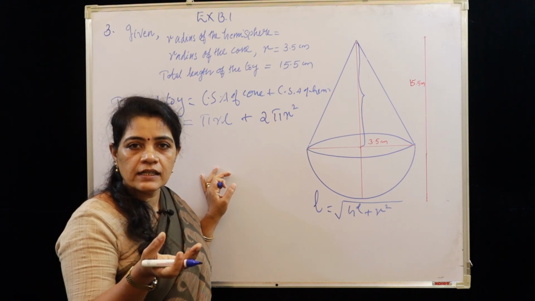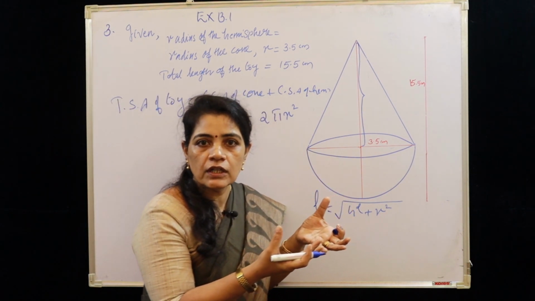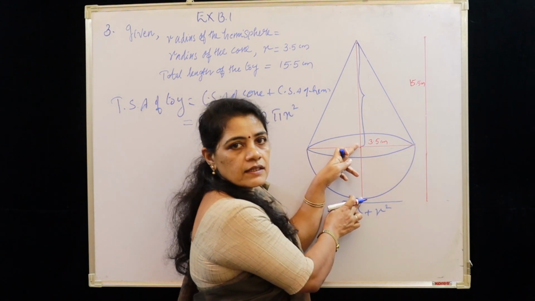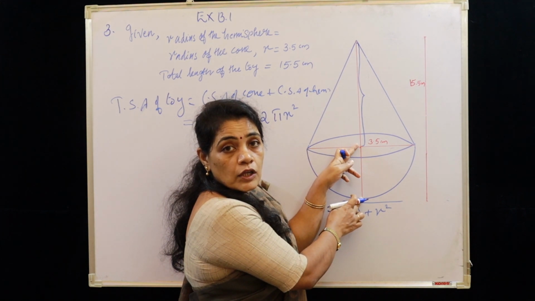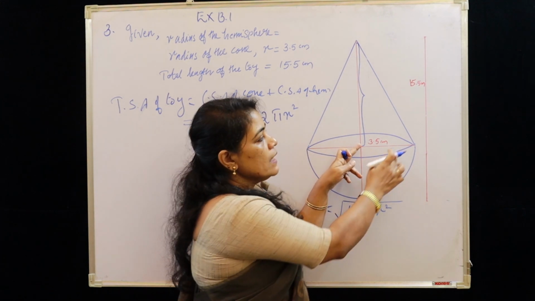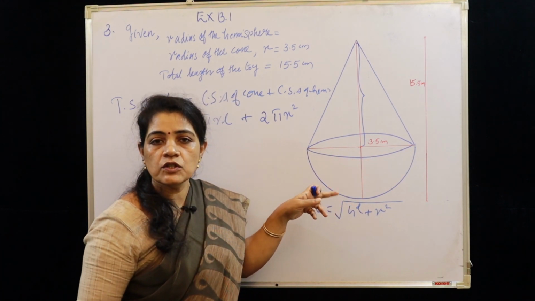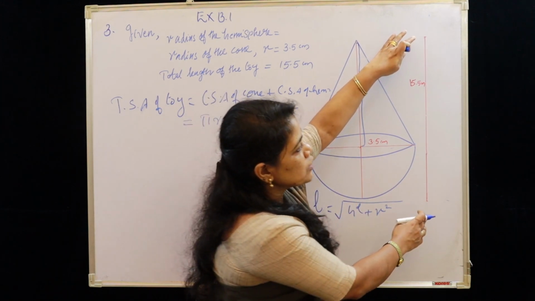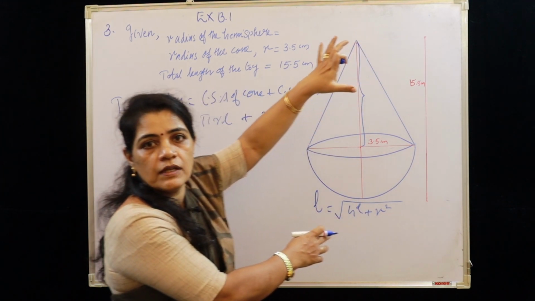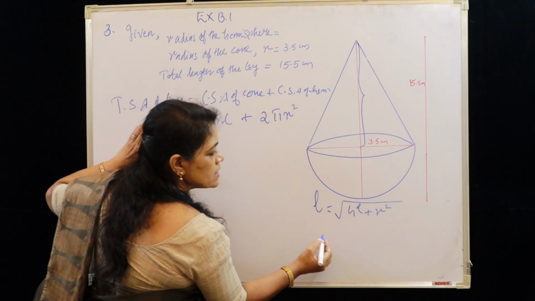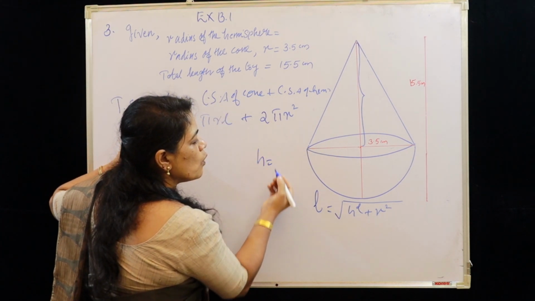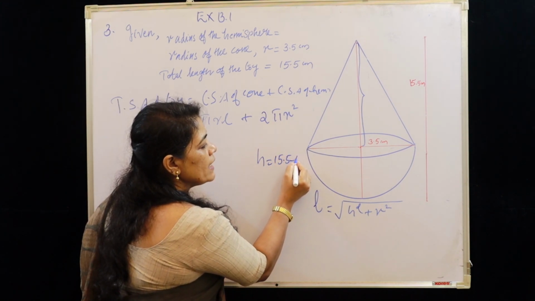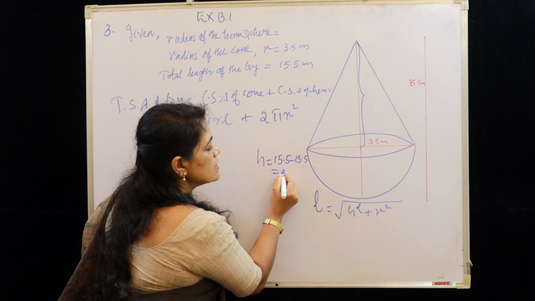For that, at the bottom we have the hemisphere, and the depth, that is the height of the hemisphere, is equal to the radius, which is given as 3.5. That means you have to subtract 3.5 from the total height of the toy. The total height of the toy is given as 15.5 centimeter. So the height of the cone, h, is equal to 15.5 minus 3.5, and that is 12.